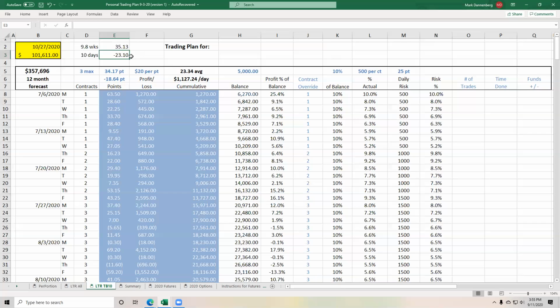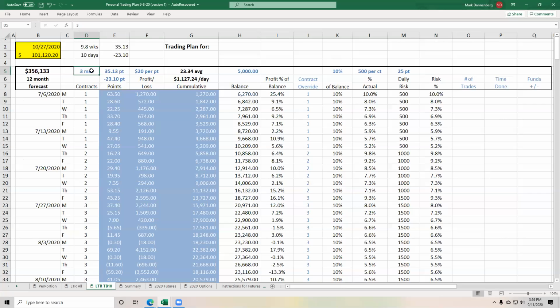And then our losing day average is 23.1 points. So I'm going to increase my losing day forecast to minus 23.1. And our average winning day for our winning days, which is averaging about 4 out of every 5 trading days, is 35.13. So I'm going to increase that to 35.13. And I have a 3 contract max here.